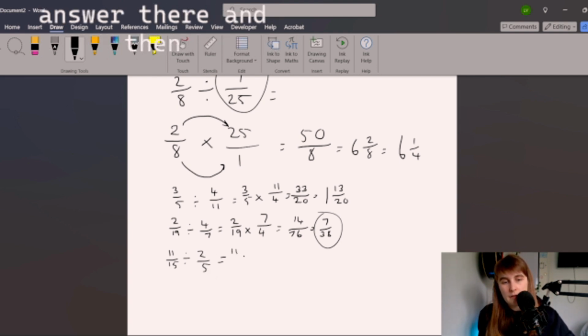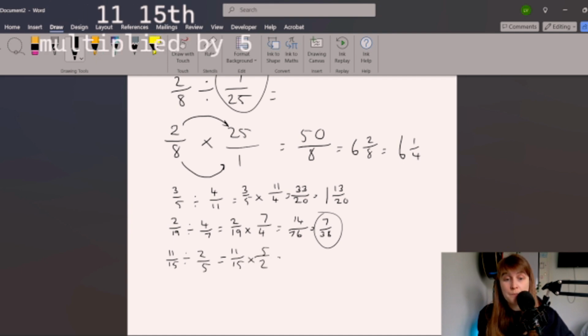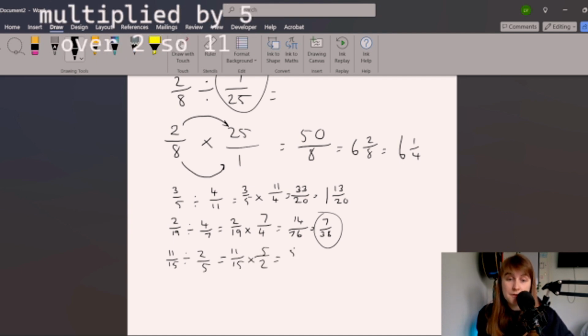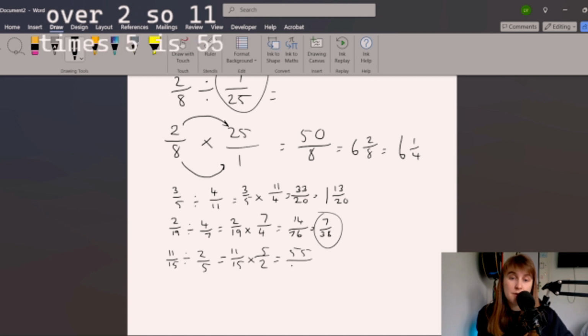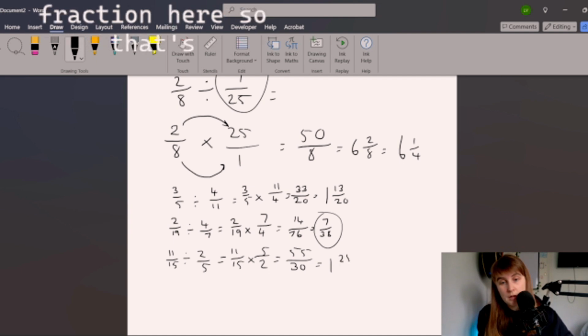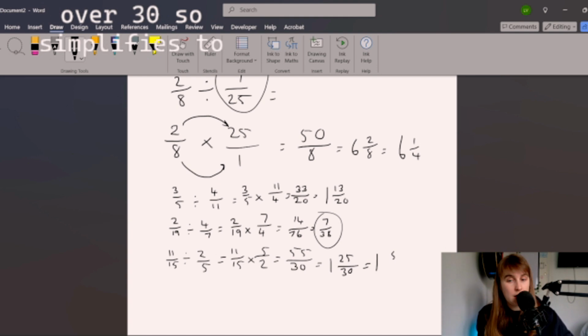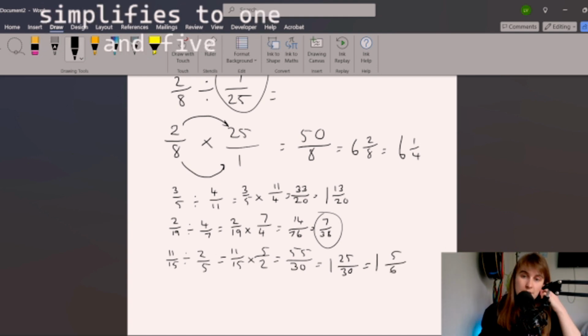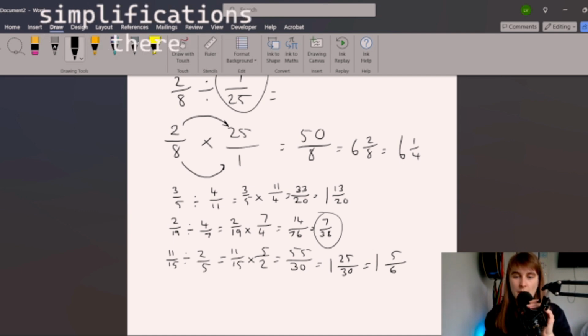And then here we have 11/15 multiplied by 5/2. So 11 times 5 is 55. 15 times 2 is 30. So we've got an improper fraction here. So that's 55/30, which simplifies to 1 and 5/6 as a final answer. So I kind of whizzed through those simplifications there, but I feel like we will get the hang of that anyway.